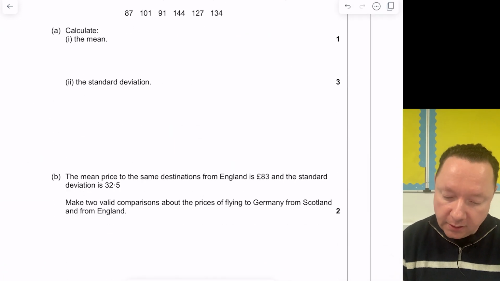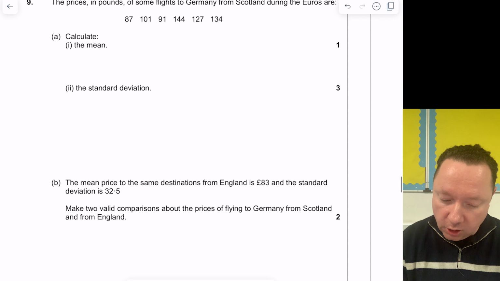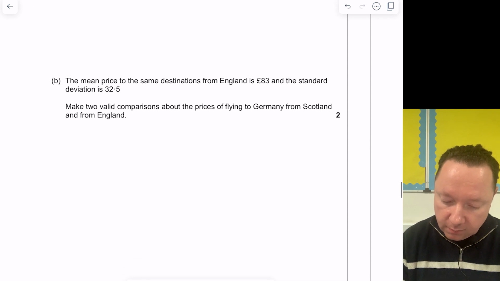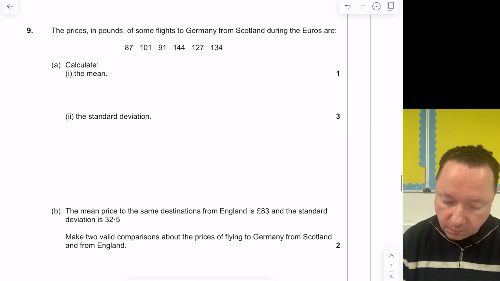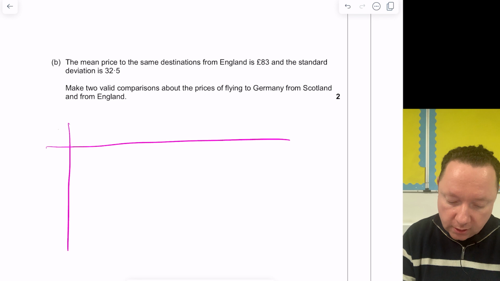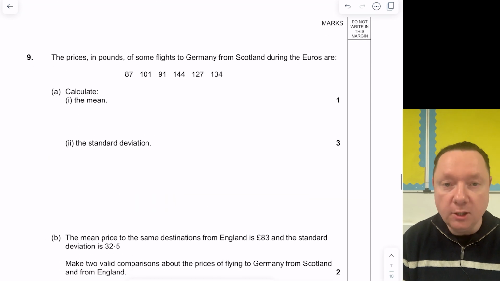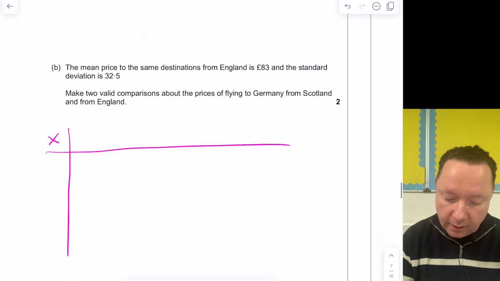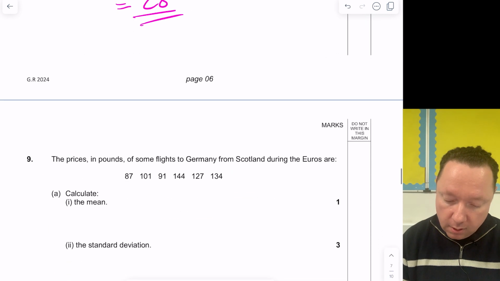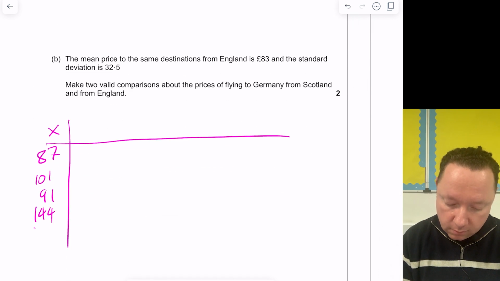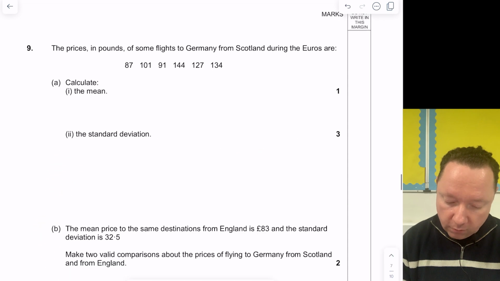Question 9. The prices in pounds of some flights from Germany to Scotland are as follows. Calculate the mean and standard deviation and then make a couple of statements. So I always use this table. Remember to check the start of the exam paper for the mean and standard deviation. 87, 101, 91, 144, 127, and 134.